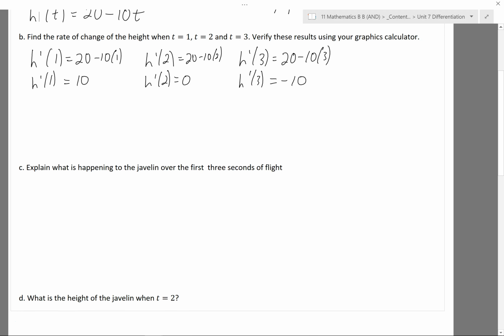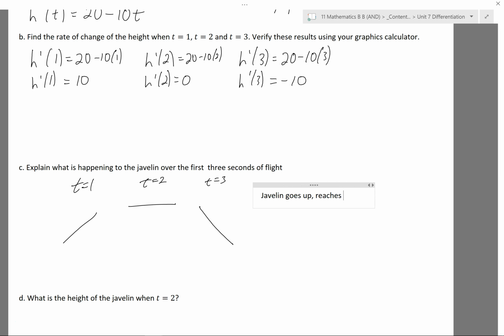Explain what's happening during the first 3 seconds of flight. So at t equals 1, the slope is 10, so it's positive. At t equals 2, the slope is 0, so it's flat. At t equals 3, the slope is negative, so it's downhill. So during the first 3 seconds, what we can say is that the javelin goes up, reaches its maximum height, and then comes down. And we can see that just by the slopes.